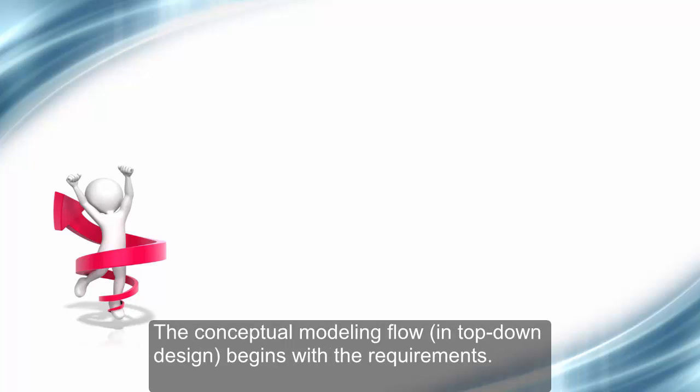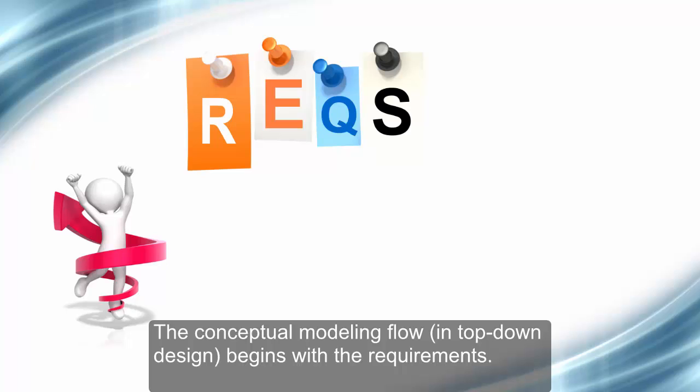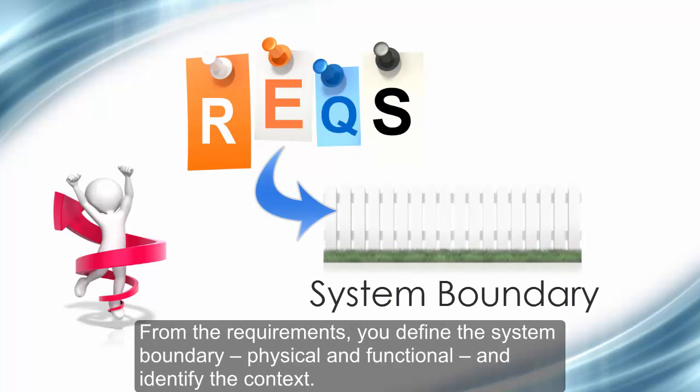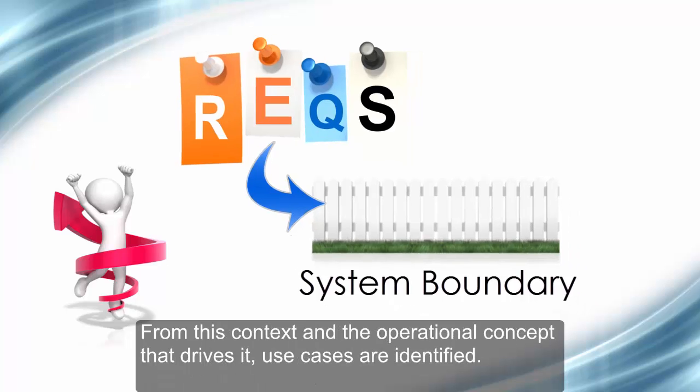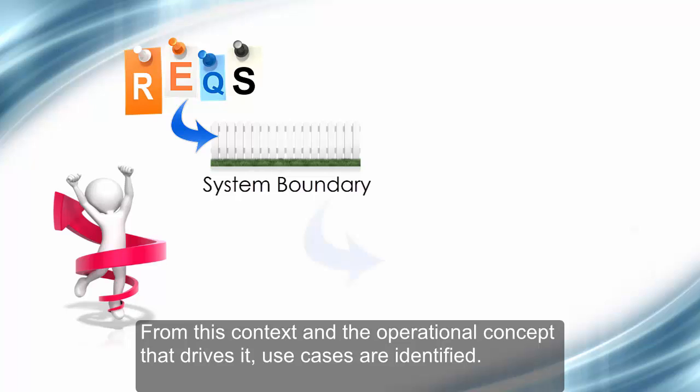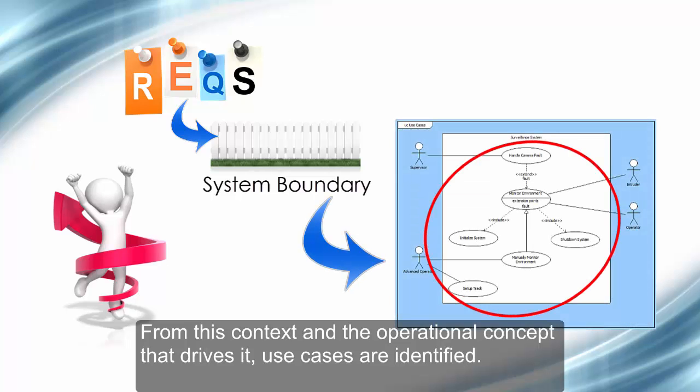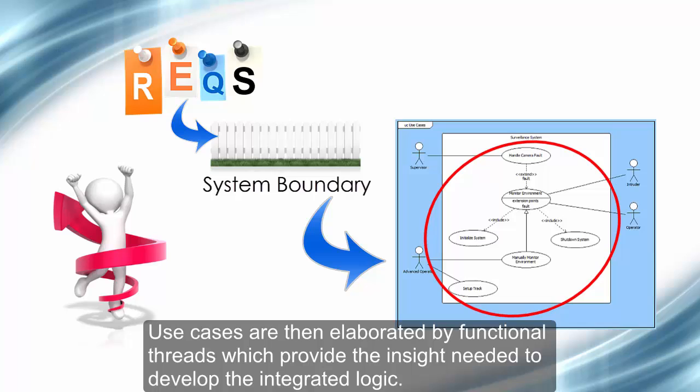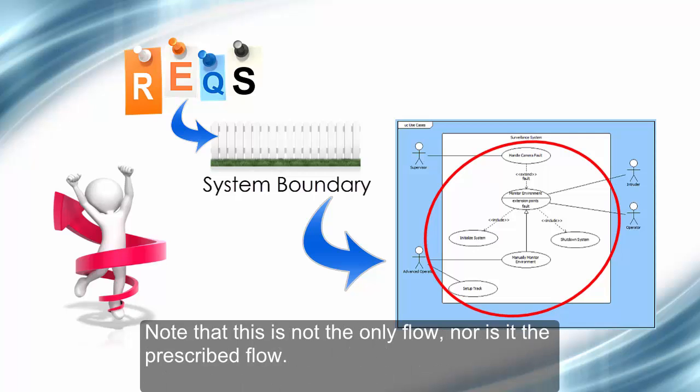The conceptual modeling flow in top-down design begins with the requirements. From the requirements, you define the system boundary, physical and functional, and identify the context. From this context and the operational concept that drives it, use cases are identified. Use cases are then elaborated by functional threads, which provide the insight needed to develop the integrated logic. Note that this is not the only flow, nor is it the prescribed flow.